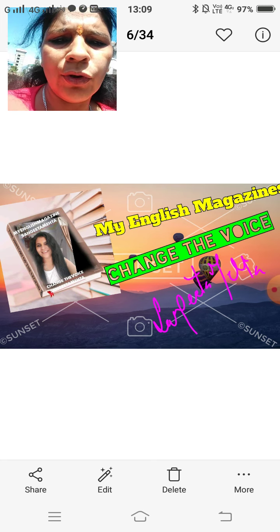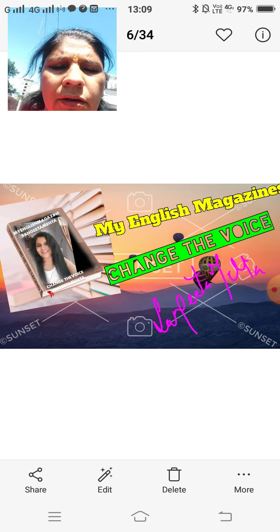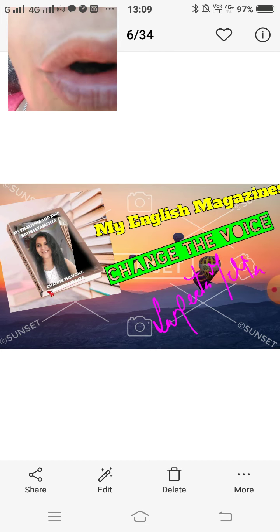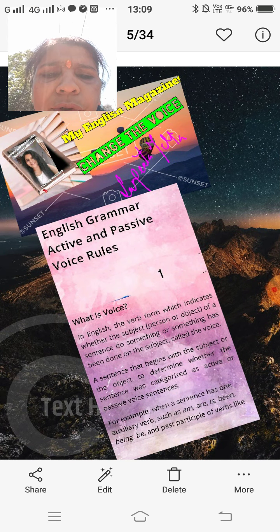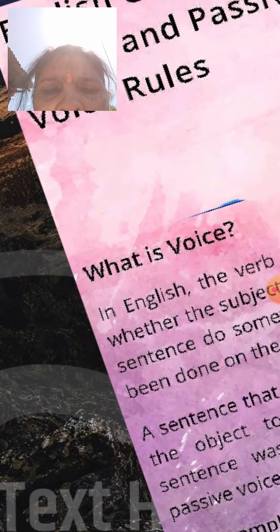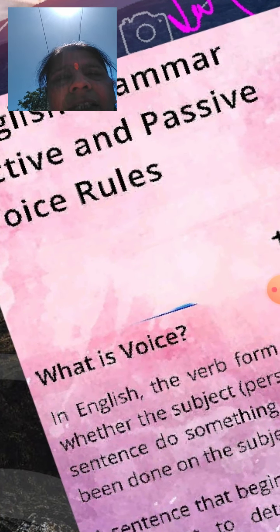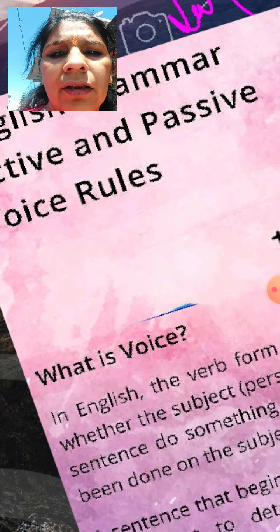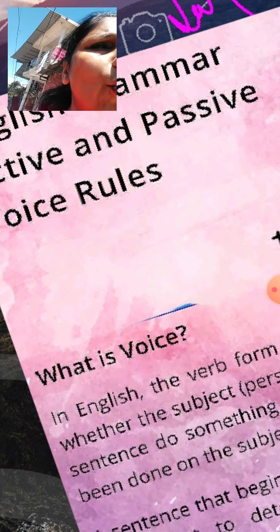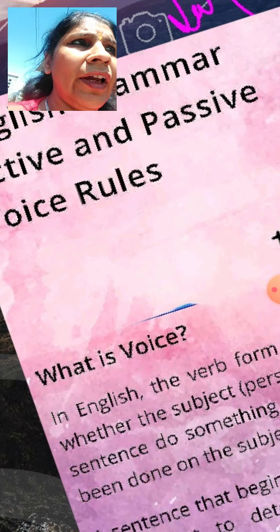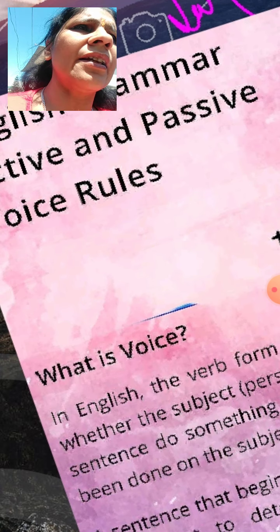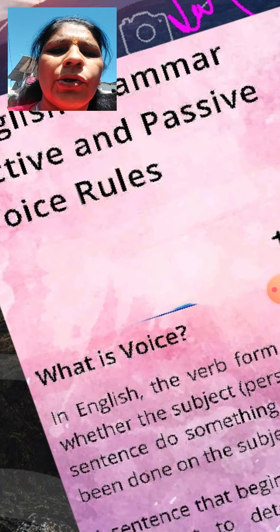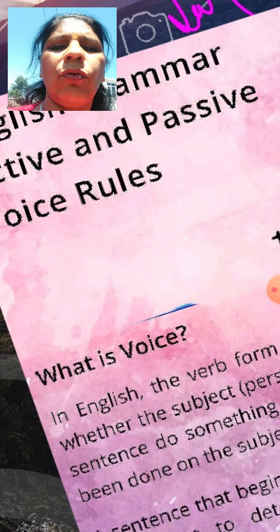My magazine is so beautiful. There is a photograph of mine today. I will explain to you active voice, active passive, which means change of voice. It's a very important topic in English grammar. Today I explain to you with the help of this magazine what a voice is. What is the voice? The question raised here. First of all, we understand what the voice is, because when we understand the question, then we very easily understand the answer also. So I explain to you what the voice is.